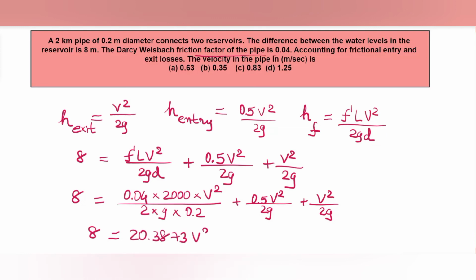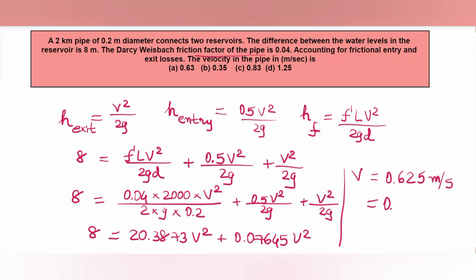20.3873 V square plus 0.07645 V square, and when we solve this we'll get V equal to 0.625 meter per second, which is approximately equal to 0.63 meter per second. That is, option A is the correct answer.